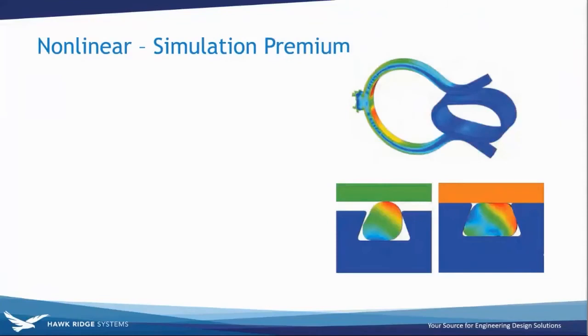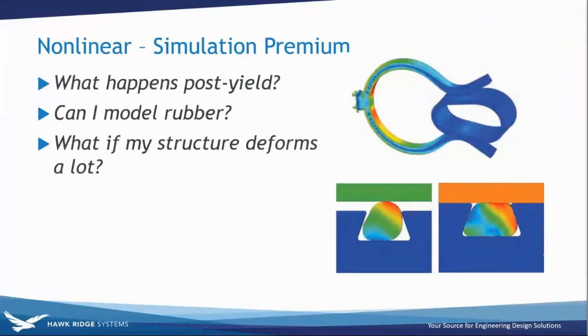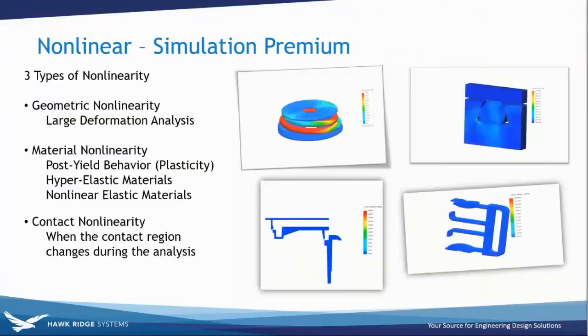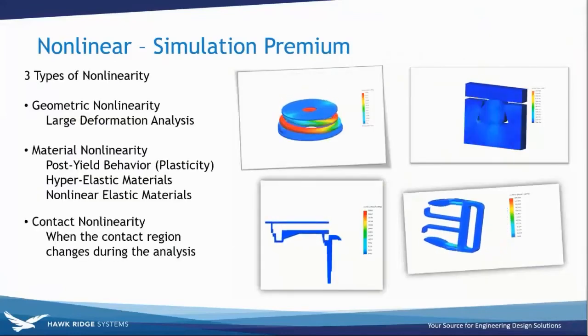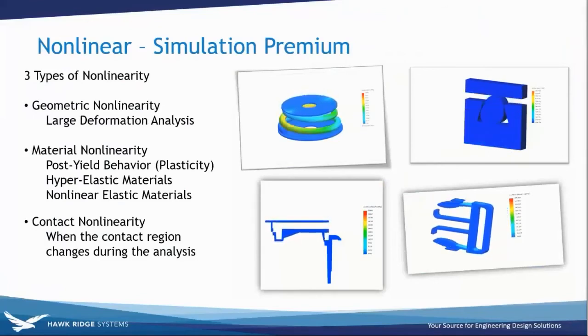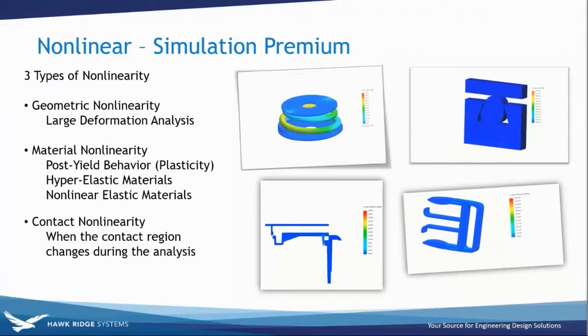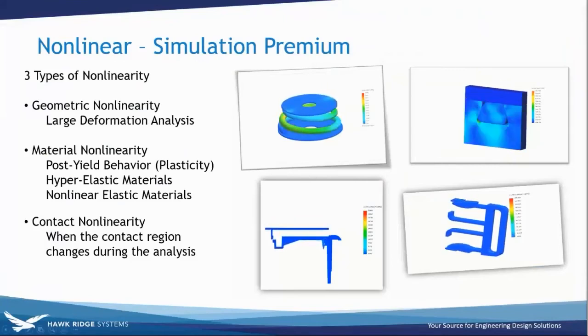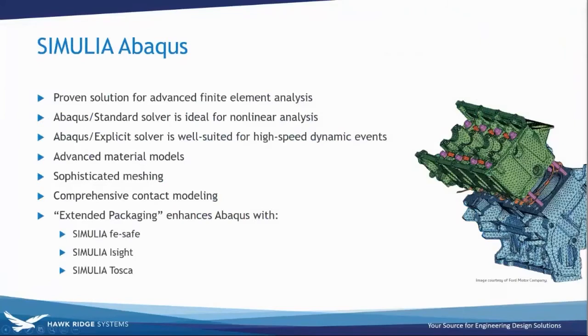It's a little bit of a dynamic event that you can do in SolidWorks Professional. And then there's SolidWorks Nonlinear, where you can start answering questions like, what happens post-yield? Can I model rubber? What if my structure deforms? How do I represent complicated part interactions? These are some examples of those nonlinear studies. The spring at the top has some large deformation. Hyperelastic materials like the rubber being compressed in the top right. And then your nonlinear contacts like you see with those two images at the bottom.